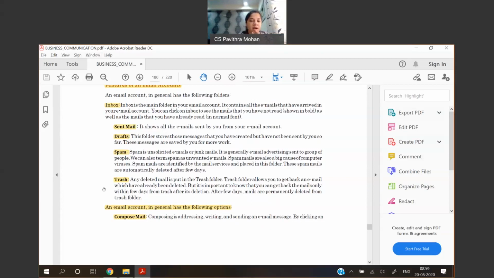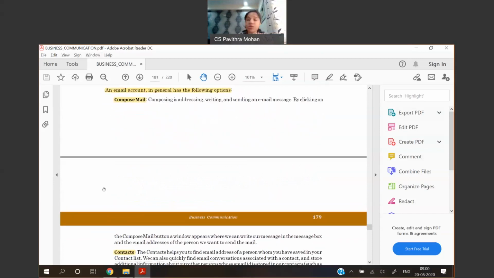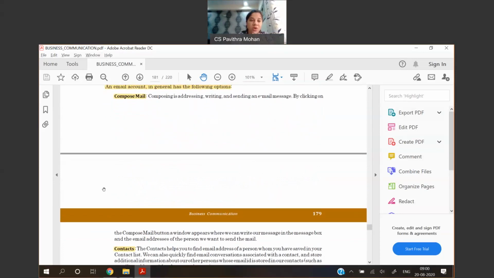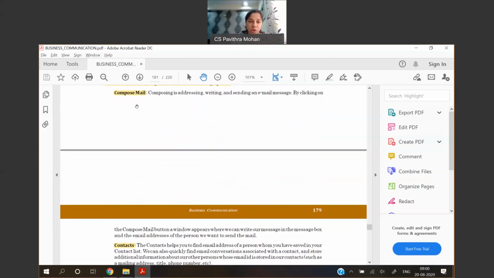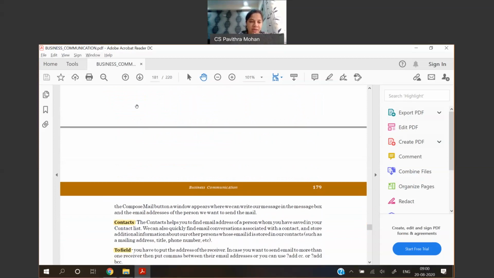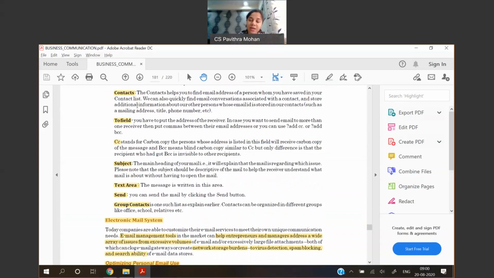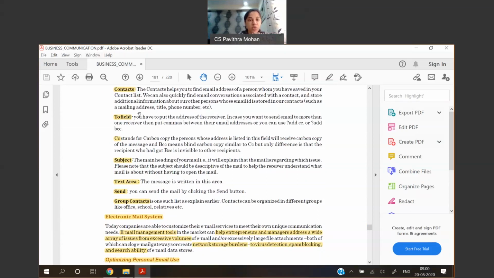Then, an email account in general usage has the following options. One is compose mail, where if I want to write or send or address a mail to somebody, I can start with compose mail. Then I have contacts. Once I save a particular email address, it will be saved in my contacts. Next time I just give the starting letter, like A or something, and every email address with A will pop up. Then the To field, if I want to send the message to somebody, it will be put in the To field.